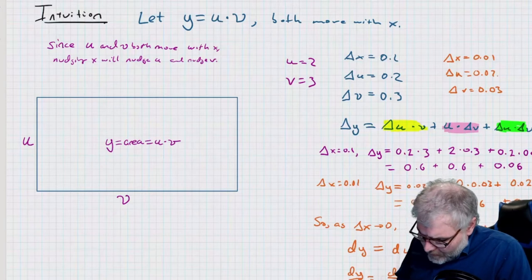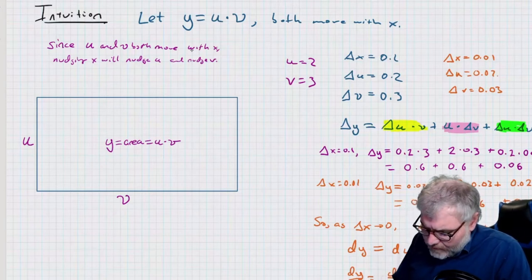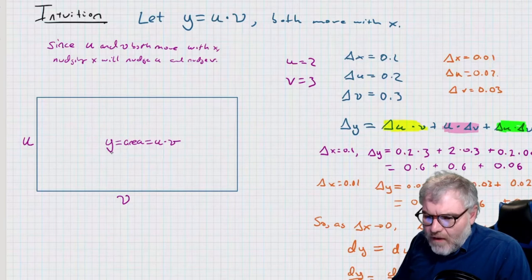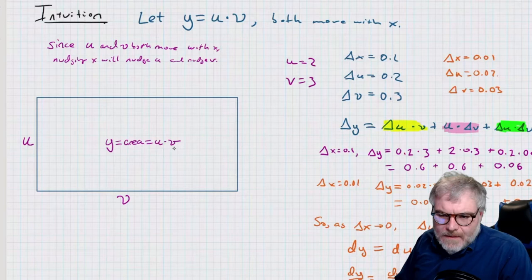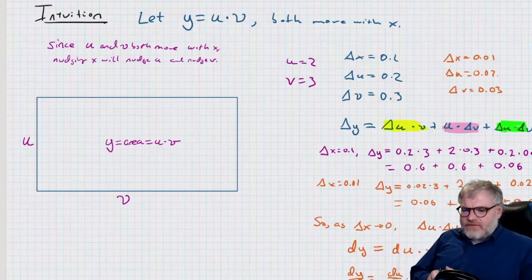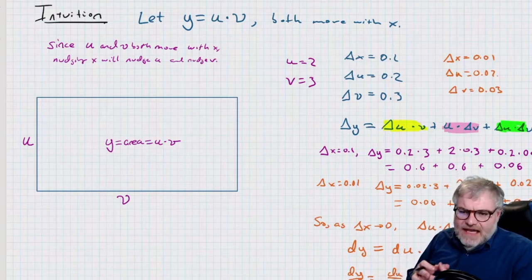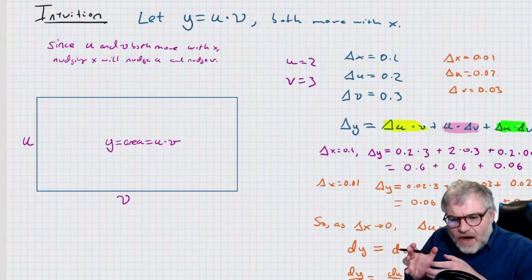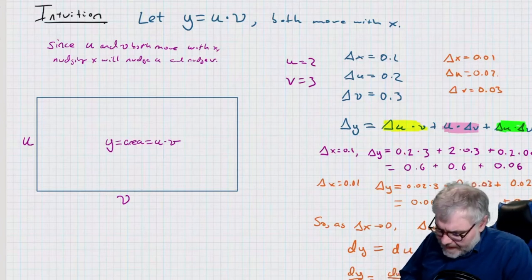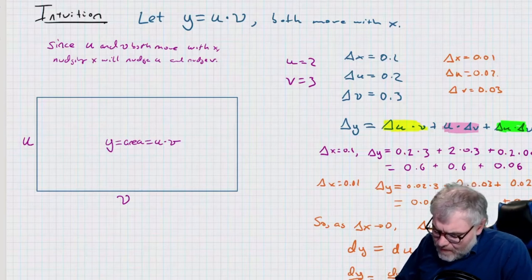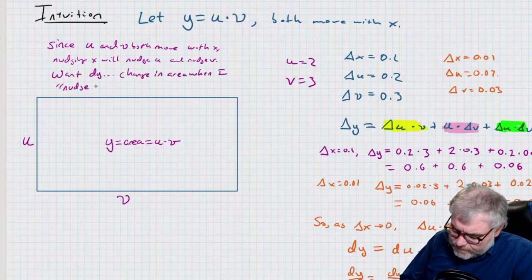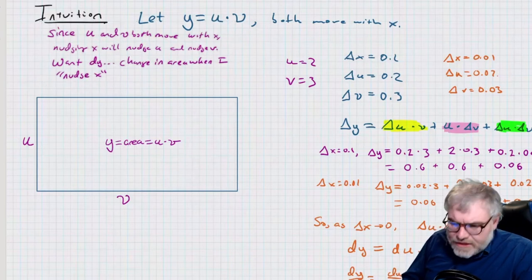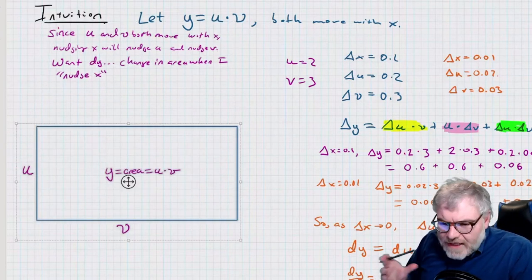So I've got y equals u times v. So I can think of y as the area u times v. Now, y is a function of x, u is a function of x, and v is a function of x. So both of these things are going to move a little as I move x. What I want is dy, the change in area when I nudge x a little bit.